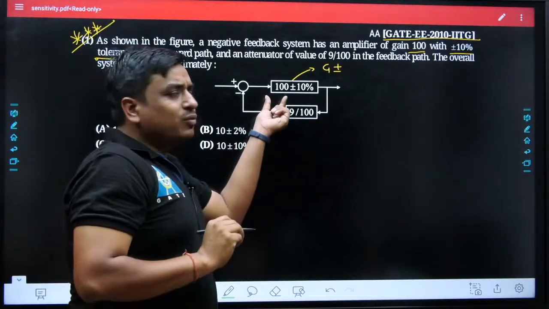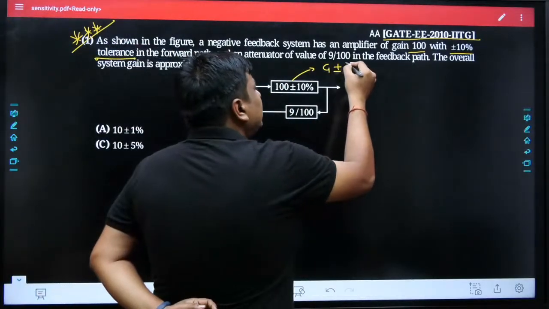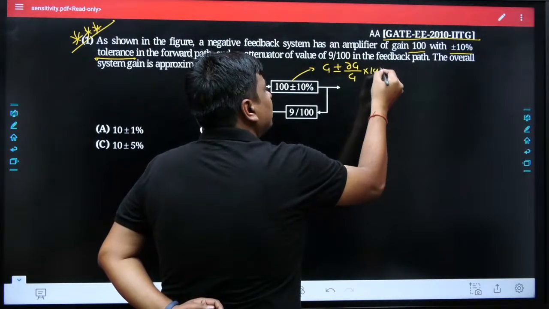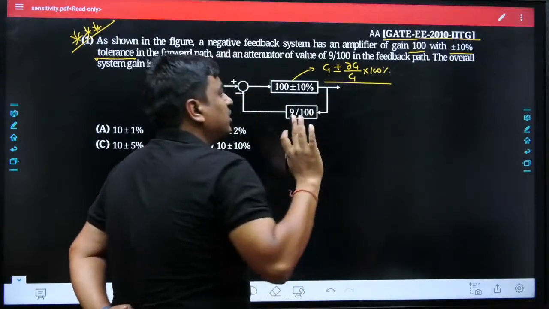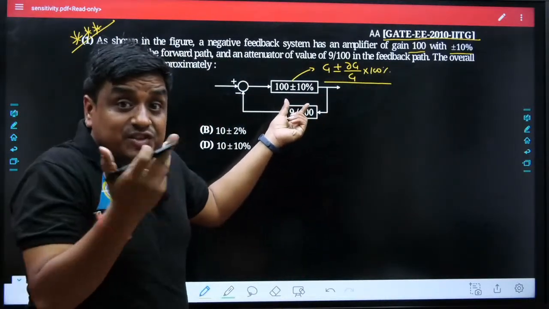So may I know what the G is over there? The G is precisely 100, and the percentage change over G has been clearly written as dou G divided by G into 100%. Nobody should have any doubt in it. It's the absolute value of G, and the 10% is nothing but the percentage change over G.